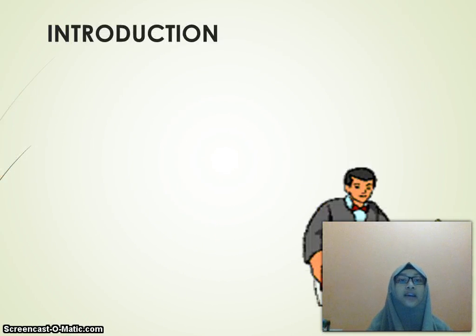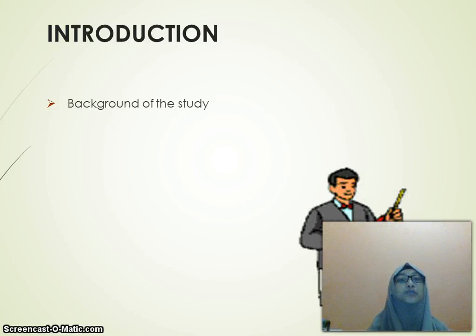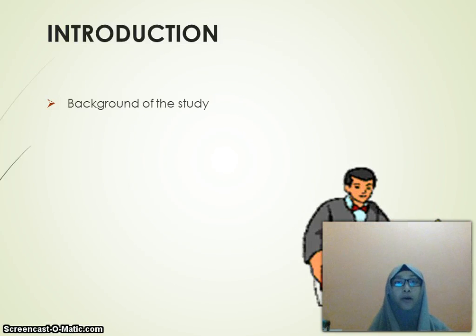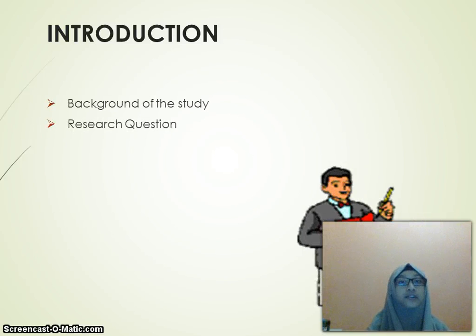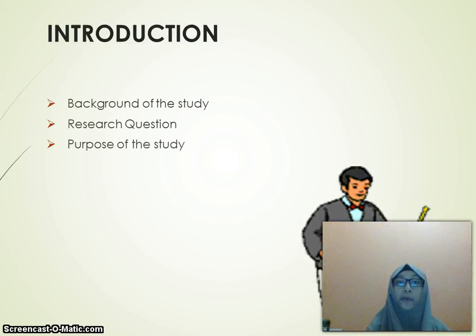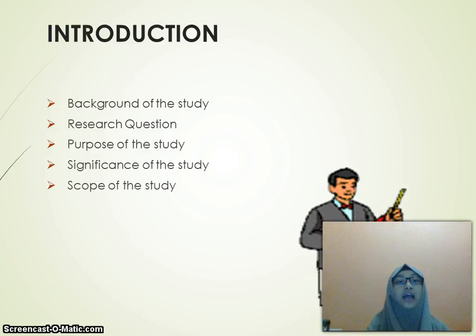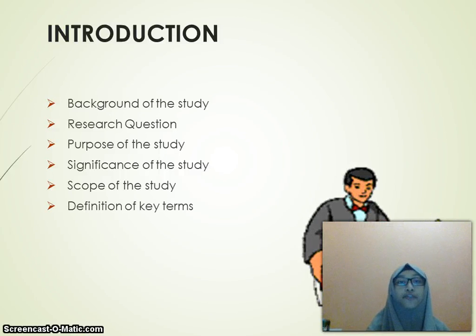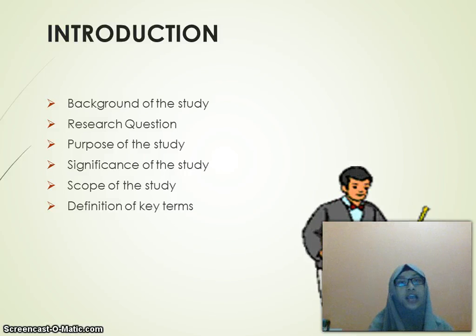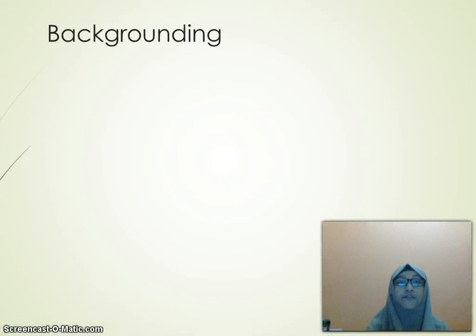Welcome to my short introduction. My introduction is divided into 6 main points. The first is background of the study, the second is the research question, the third is purpose of the study, the fourth is significance of the study, the fifth is scope of the study, and the last one, definition of key terms. Now let's start by looking at the background of the study first.